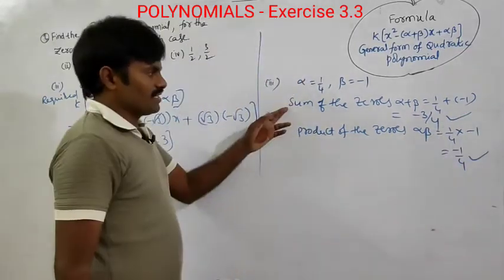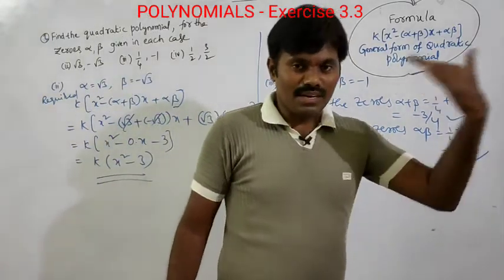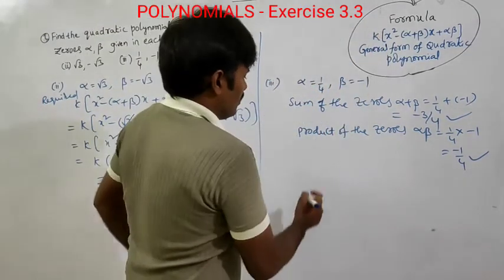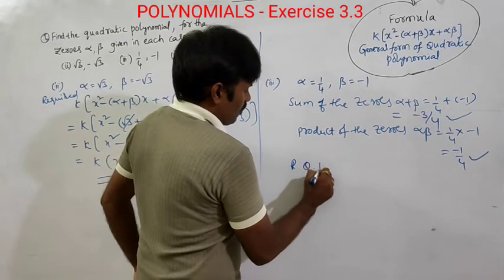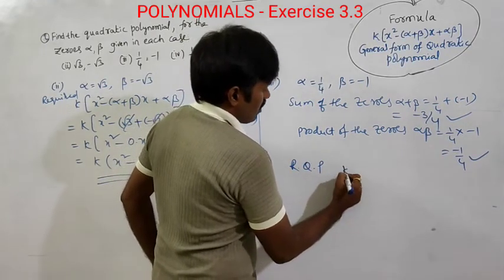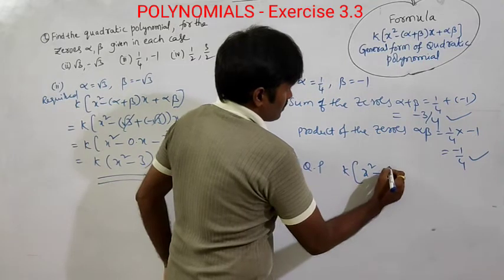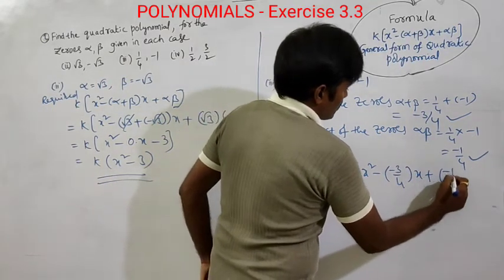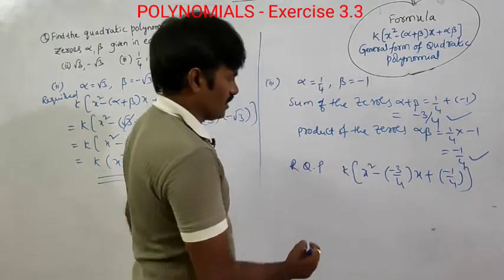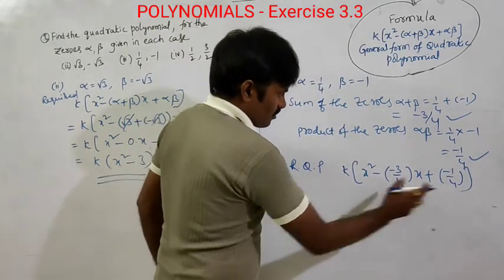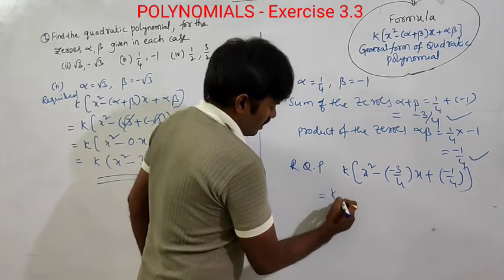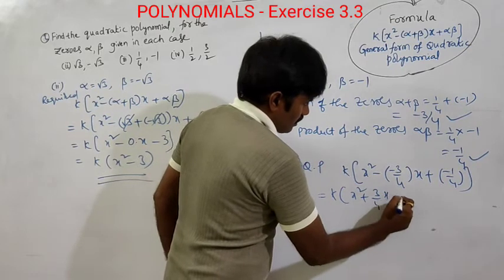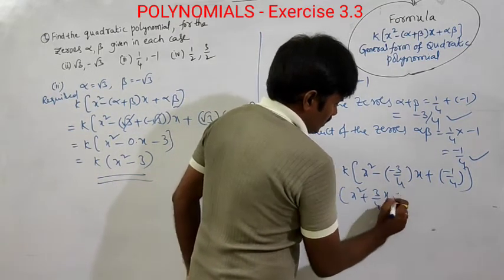Now we got the alpha plus beta value, like in the previous problem. Now directly we have to substitute in that formula. So what is our required quadratic polynomial? That is k of x square minus the sum of the zeros, minus 3 by 4, into x plus the product of the zeros, minus 1 by 4. Now I will simplify first: minus into minus is plus 3 by 4 x, plus into minus 1 by 4.